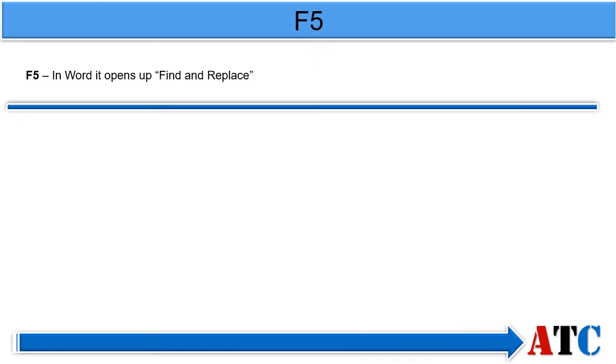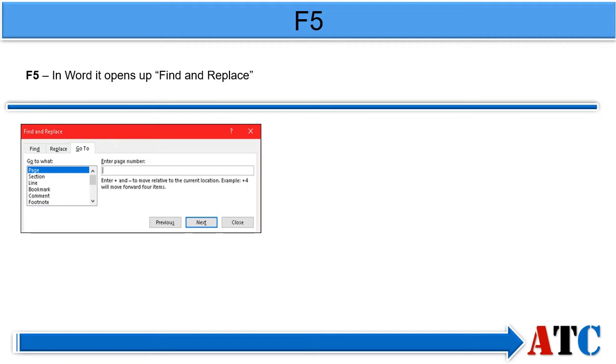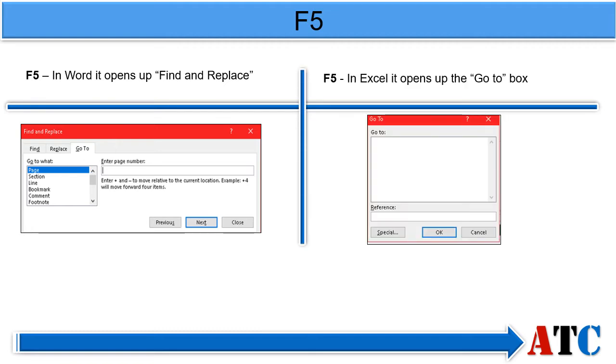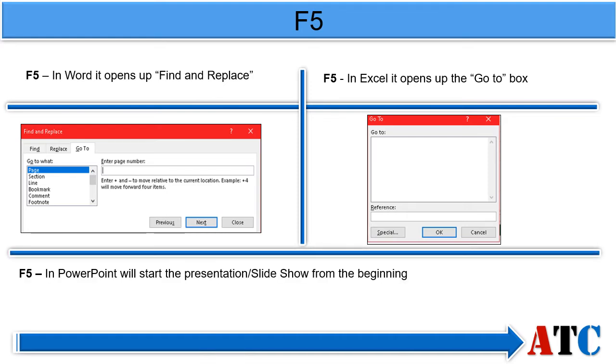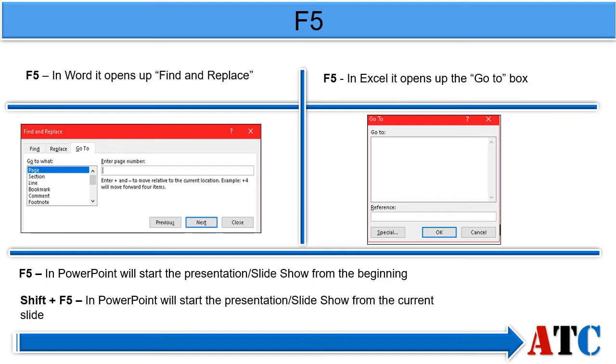Pressing F5 in Word opens up the Find and Replace box. Pressing F5 in Excel opens up the Go To box. In PowerPoint, if you press F5, it will start the presentation from the beginning. If you press Shift plus F5, it will start the presentation from the current slide.